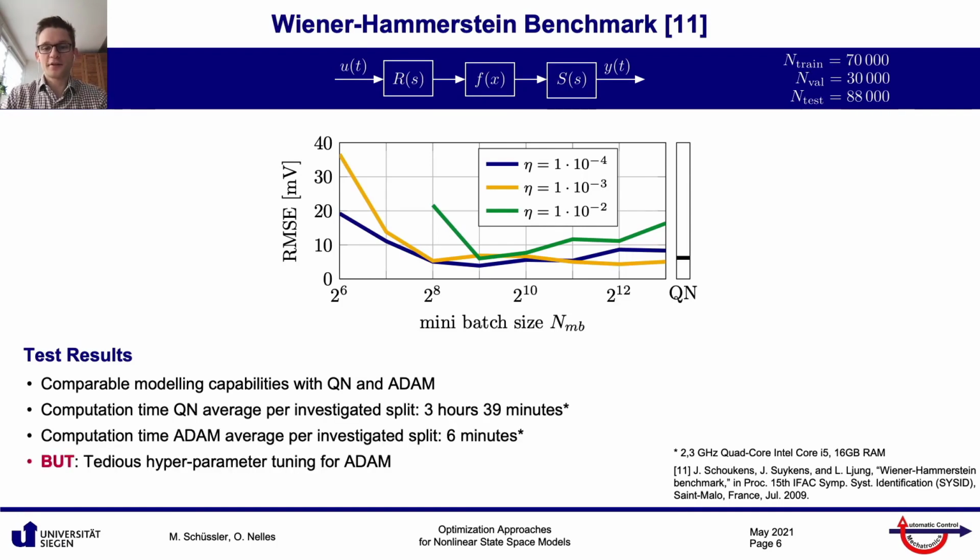We trained LMSSN models with quasi-Newton. This was done on a single batch, and it led to low parameter variance and no hyperparameter tuning is necessary. On the other hand, when we trained models with Adam with mini-batches, this led to a 30 times faster convergence, but comes at the cost of higher parameter variance and tedious hyperparameter tuning.